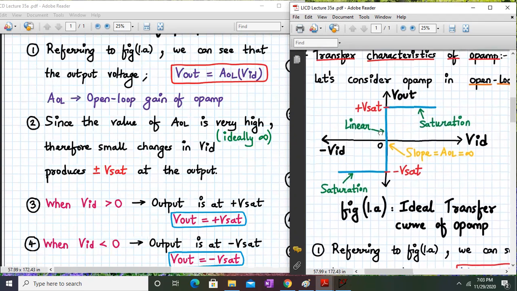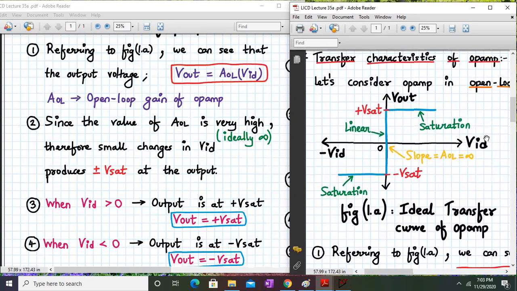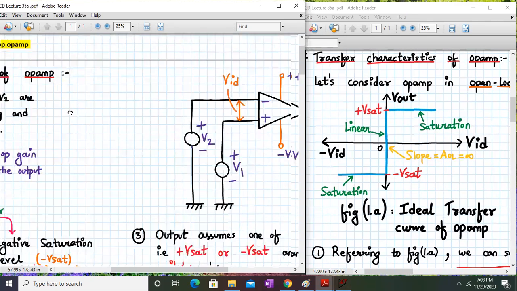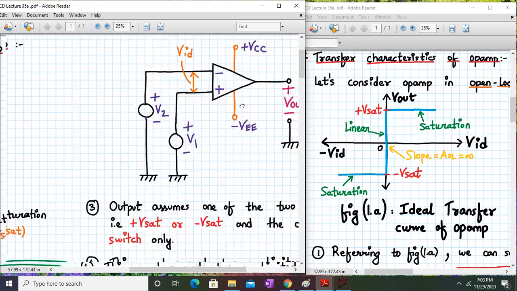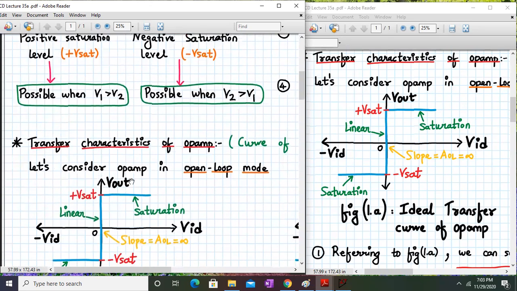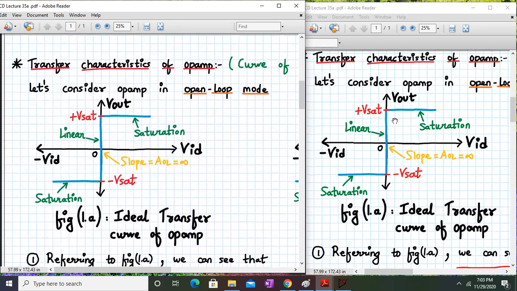Here, as we have said already, VID is V1 minus V2, basically the difference. Let me show it to you. Yes, VID will be V1 minus V2. So we are plotting on the x-axis the input differential voltage VID, and on the y-axis we are plotting Vout. So for open loop configuration for ideal op-amp, we have this characteristic, the blue color line you will see over here.